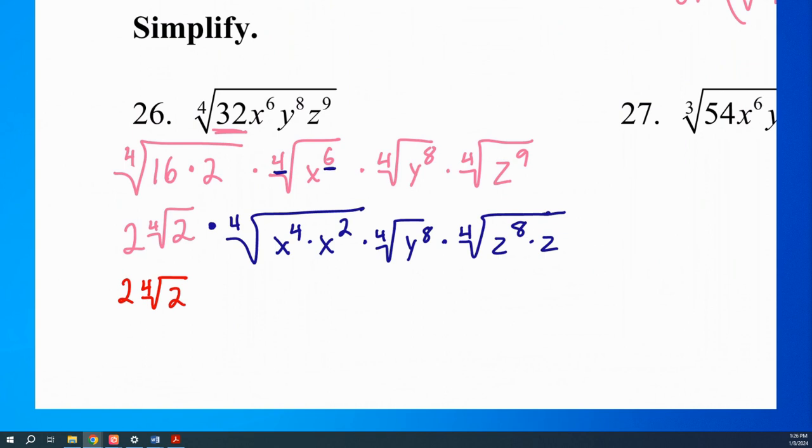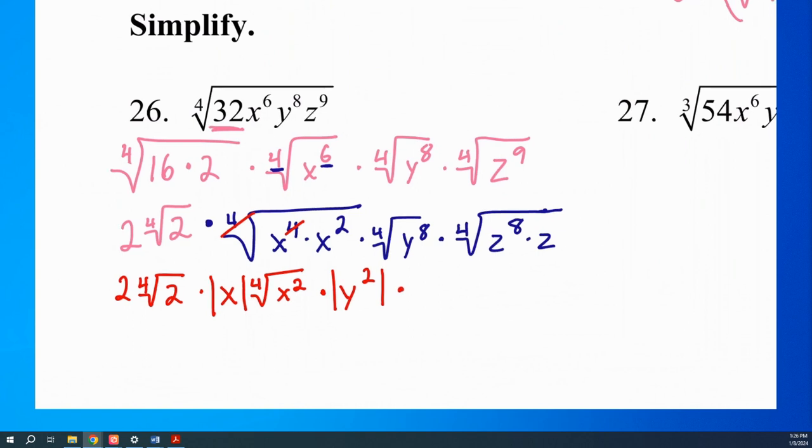Yeah. Okay, so what can I take out? X. And then what's still left over though? X squared. And this was an even root, so do I need to worry about absolute values? Yes, I do. Okay. So 8 and 4 are going to cancel. What's 8 divided by 4? 2. So this is y squared. And again, squared is positive, but I'm going to throw absolute value bars around it just to be careful.